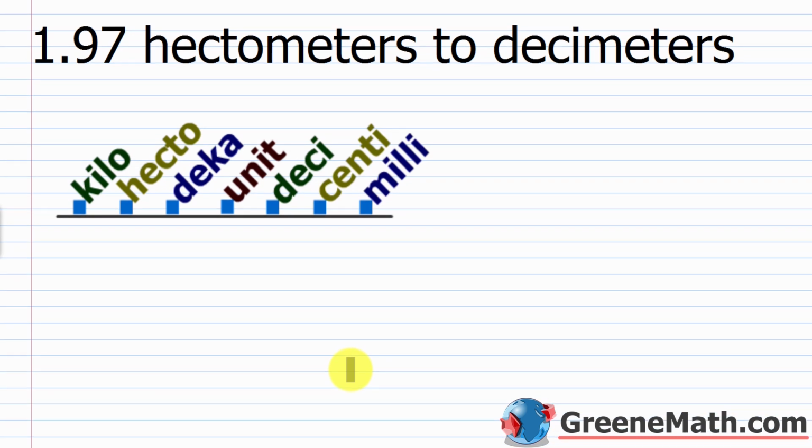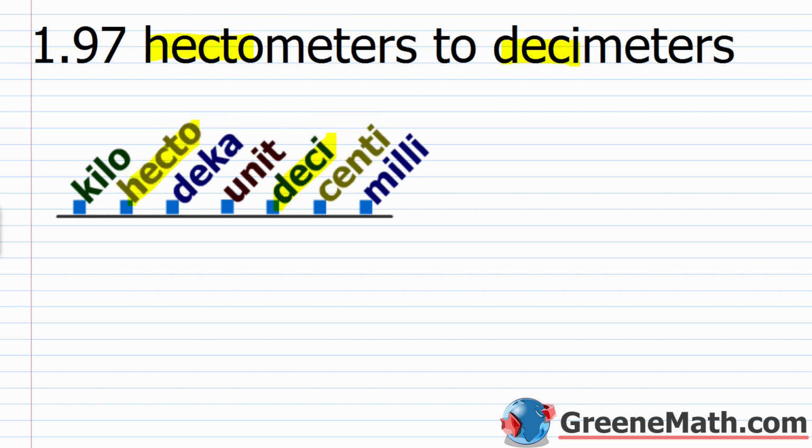All right, for the next one, we have 1.97 hectometers to decimeters. Now again, we want to identify the prefixes here. I have hecto that comes before meters, and then I have deci that comes before meters here. So we're going from hecto to deci. So here's hecto, here's deci.